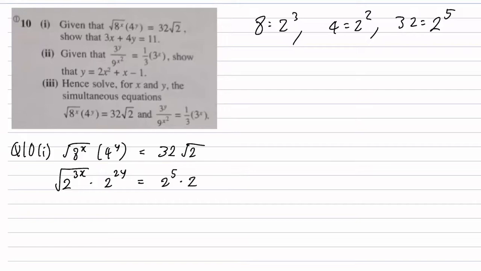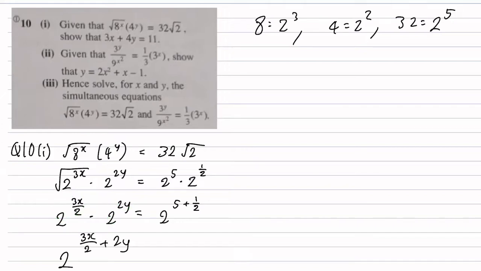Square root 2 is 2 power half. Right? And square root means power half, right? So it's 2 power 3x over 2 times 2 power 2y equals 2 power 5 plus half. So what can you conclude? Again, same base, different power, multiply, add the power. Same base 2, but you add the power. This part okay, right? Adding the power. Then this one 5 plus half, 5.5. I'll just write 5.5.